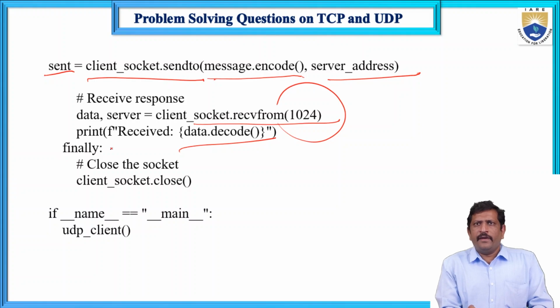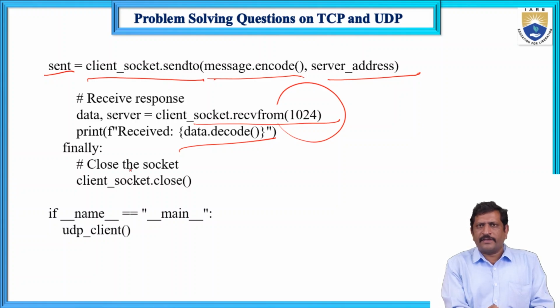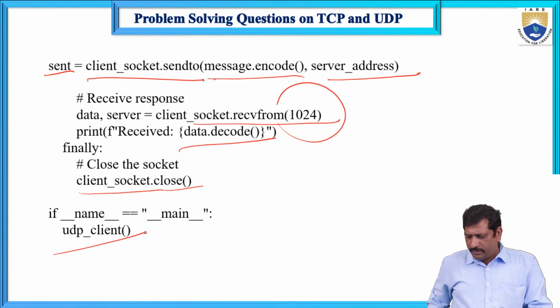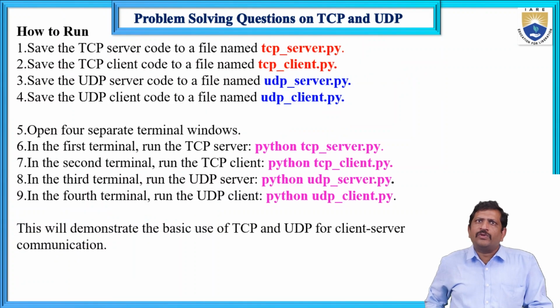Finally, if the response is received at the client side from the server and it is effectively completed, now we can close the connection. For closing the connection, the code is client socket dot close. Here is the UDP client. That means the connection will be closed.